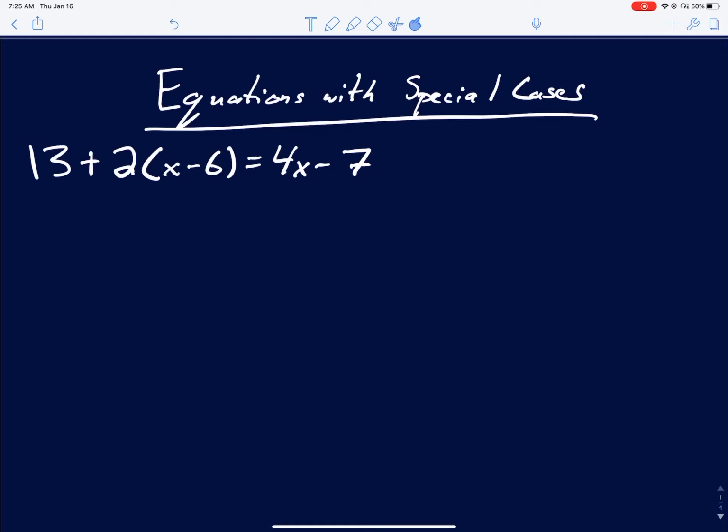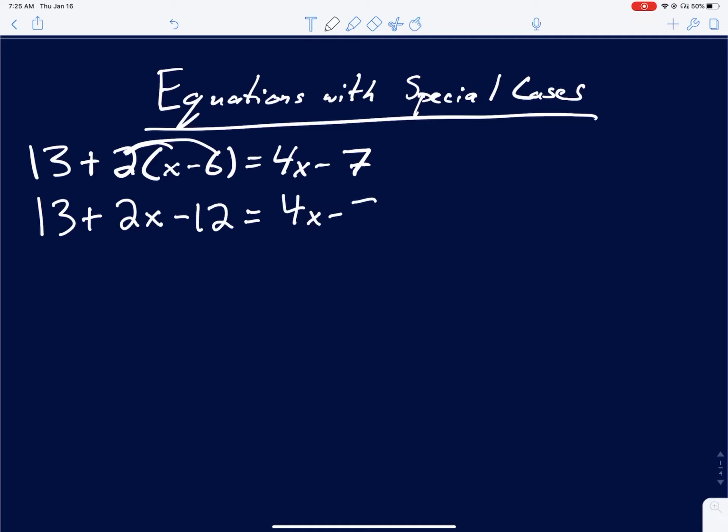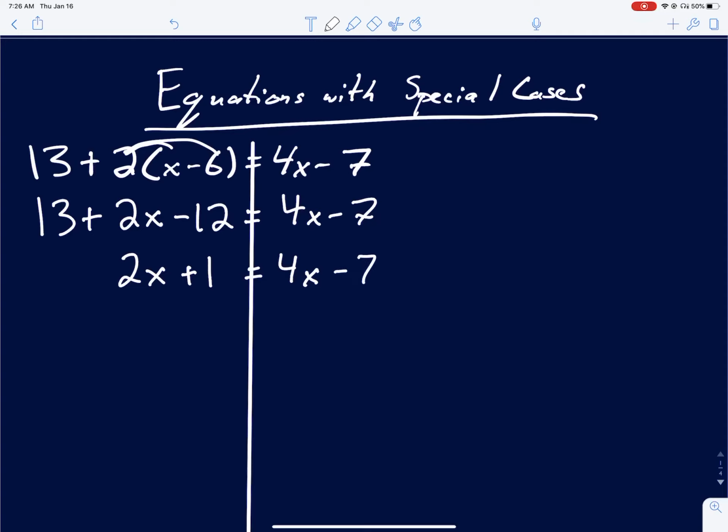So first thing we need to do on this equation is we need to distribute. If you can distribute, that's what you want to do first. So we have 13 plus 2 times x, which is 2x, 2 times negative 6, which is negative 12, equals 4x minus 7. Now, we want to combine any like terms that we can combine. So we have 13 and negative 12. 13 minus 12 is 1, so we're just left with 2x plus 1 on this left side and 4x minus 7 on the right side.